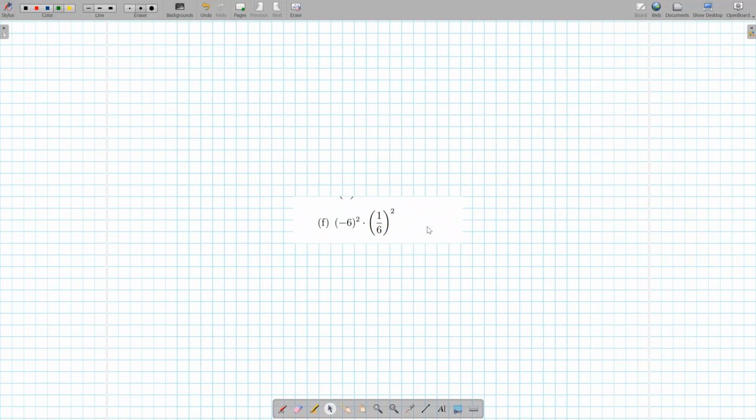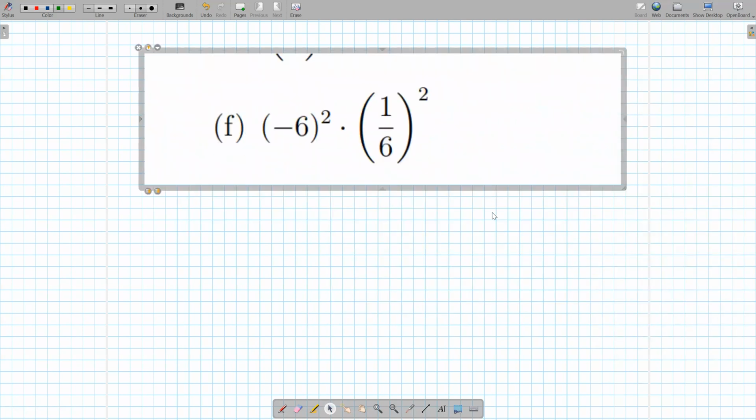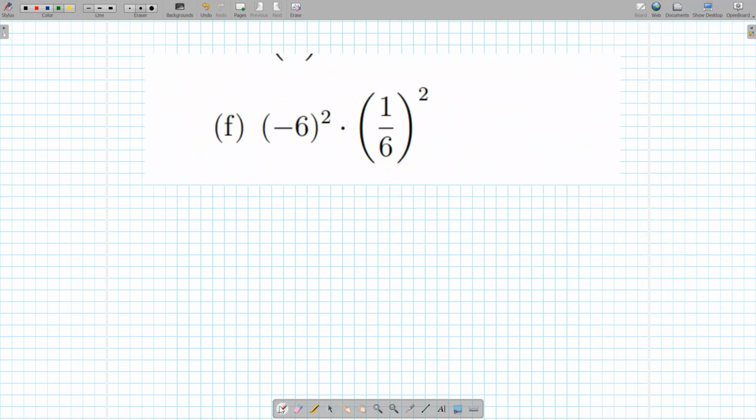Now this one, you don't actually have to open it. You could always open it, but you don't have to. In this case, let's just do it. Negative 6 squared, positive 36 or negative 36? Positive. Yeah. What's 1 over 6 whole squared? 1/36. Yeah, good. 1 over 36. What does this reduce to? It's just 36 times 1 over 36.